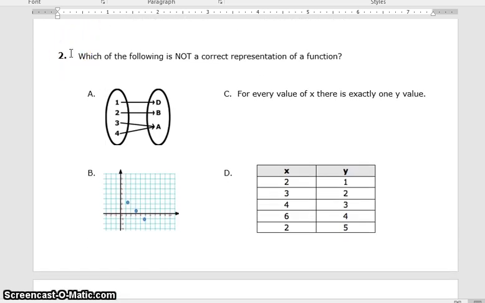Number 2. Which of the following is not a correct representation of a function? Which is not a function? A, B, C. For every value of x, there's exactly one y value. Or D, which is not a function.